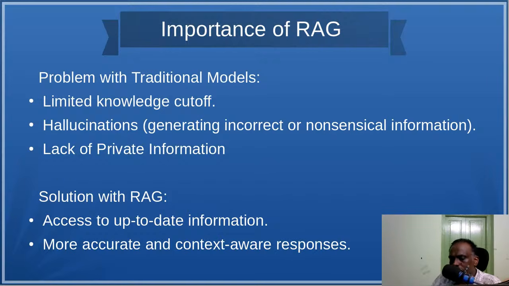So we have to know the shortcomings or problems with the LLMs. Here I listed three things, right? One is limited knowledge cutoff. Another one is hallucinations, that is, generating incorrect or nonsensical information. And the third one is lack of private information, correct? So let me explain one by one.